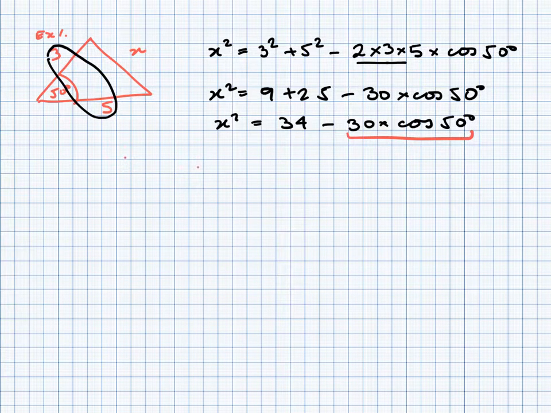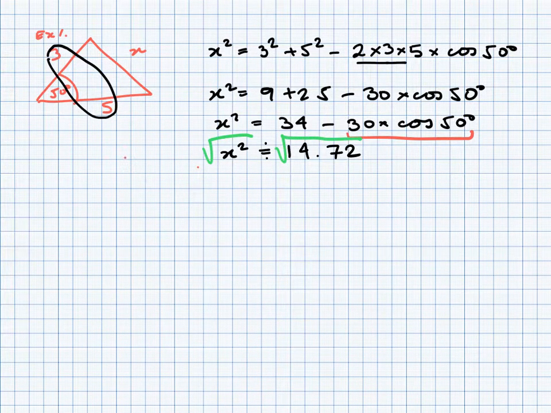So that is going to give us x to the power of 2 equal to, I'm just going to grab my calculator to calculate this. 34 take away 30 times cos of 50. Approximately we are having 14.72, but we have x to the power of 2, so we need x by itself, which means square root both sides.